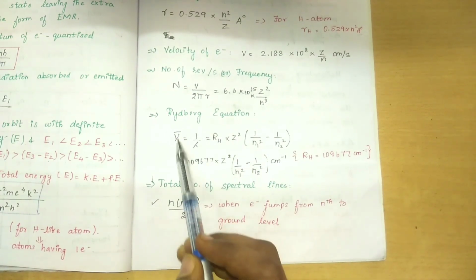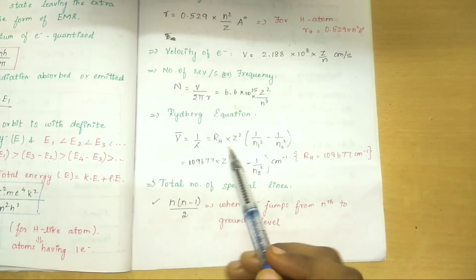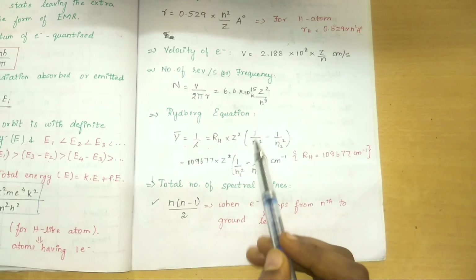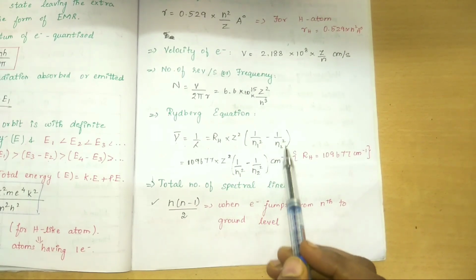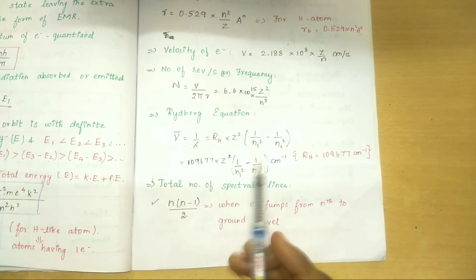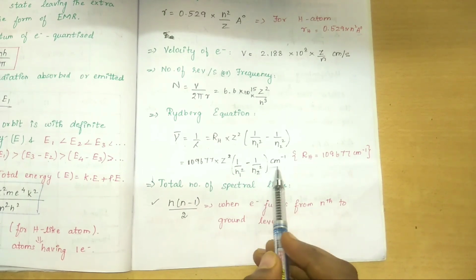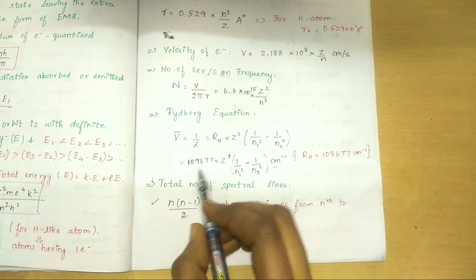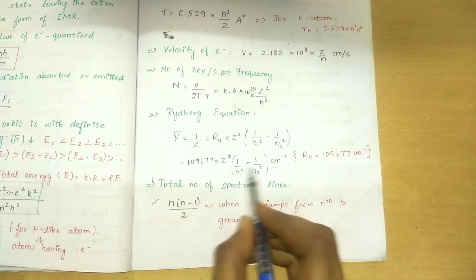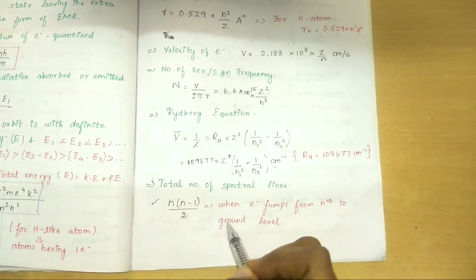And the Rydberg equation. Here we know this is wave number, which is the inverse of wavelength, and it is equal to RH, the Rydberg constant, into z square, where z is the atomic number, into 1 by n1 square minus 1 by n2 square. Here the RH value is 109677 into z square into 1 by n1 square minus 1 by n2 square centimeter inverse. If you apply for meter inverse, you should convert this centimeter inverse, which means 10 power minus 2, so you have to multiply with 10 power plus 2.